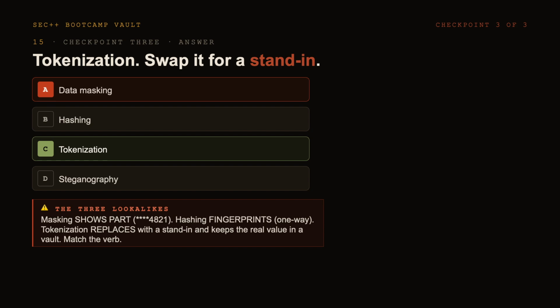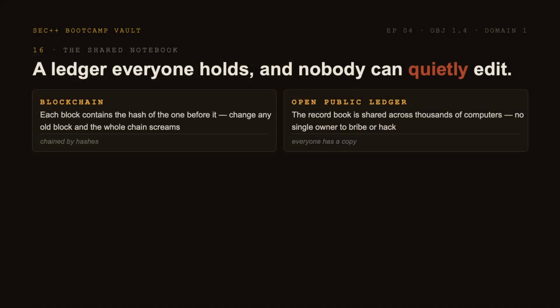Last concept, blockchain. Think of a shared notebook. Every block of records contains the hash, the fingerprint, of the block before it. Change anything in an old block, and every hash after it breaks, so the whole chain screams tampering. And it is an open public ledger, meaning thousands of computers all hold the same copy. There is no single owner to hack or bribe. For the exam, blockchain equals a tamper-evident shared ledger, built out of the hashing you already know.